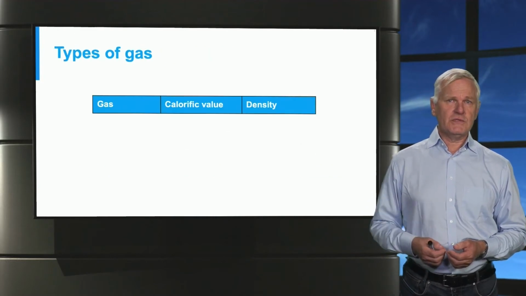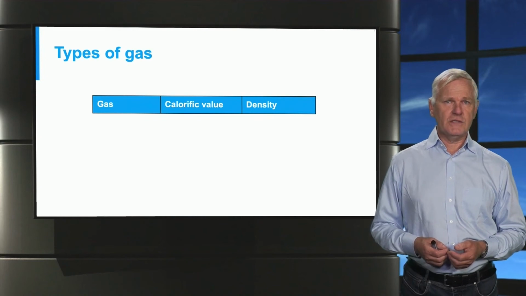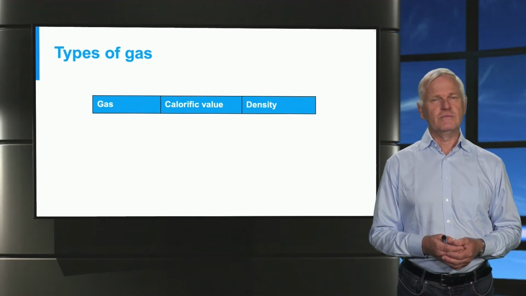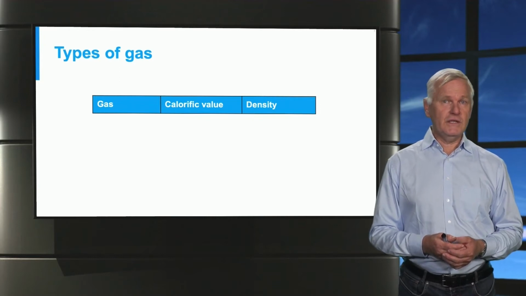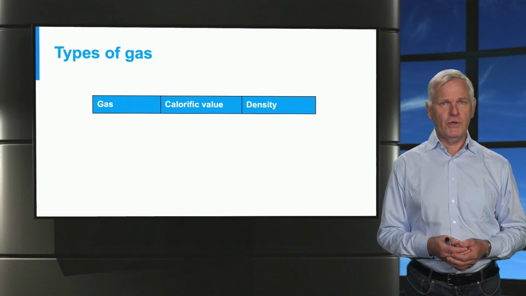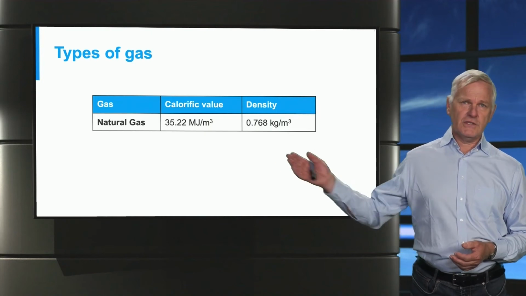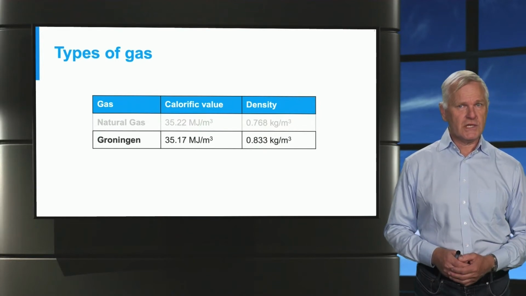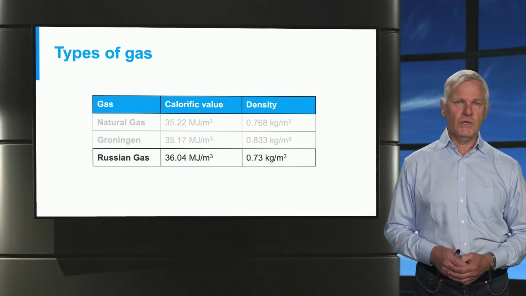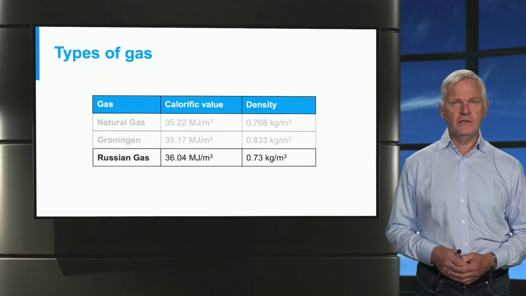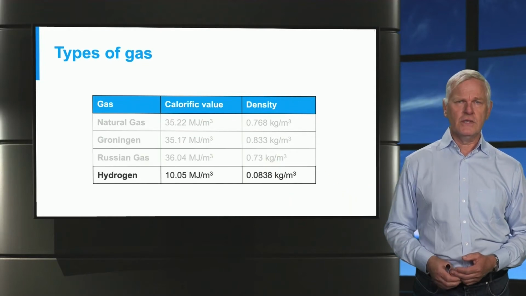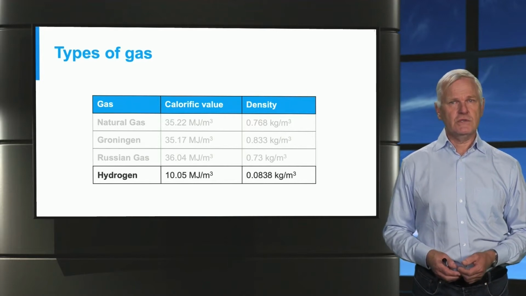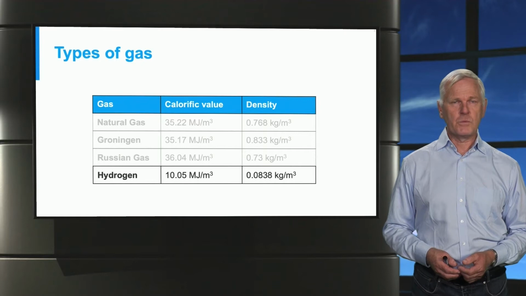There are different types of gases available. Let us analyze a few based on their calorific value and density. The calorific value indicates how much heat is produced when you burn it. For natural gas, the numbers are given here. Then we have Groningen gas, which is slightly different, and we have Russian gas, which is again distinct, and finally we have hydrogen gas. As you can see, hydrogen is much lighter but stores the least amount of energy.